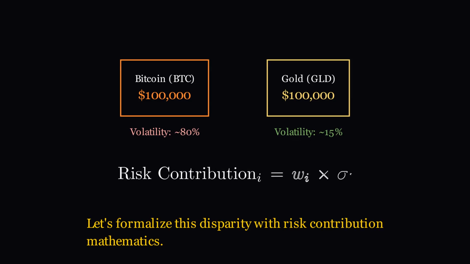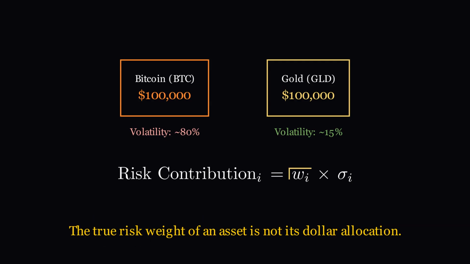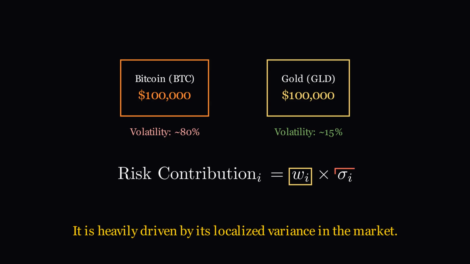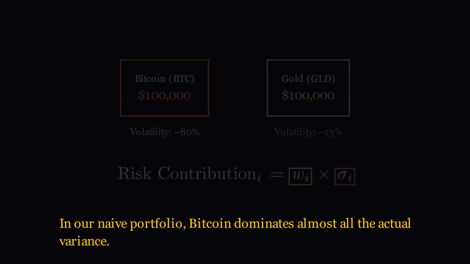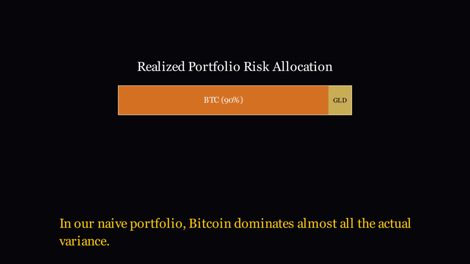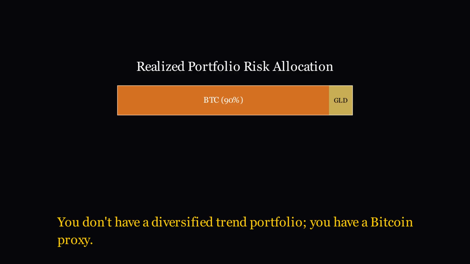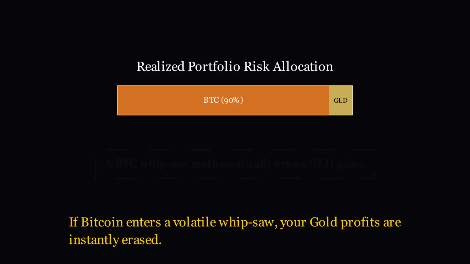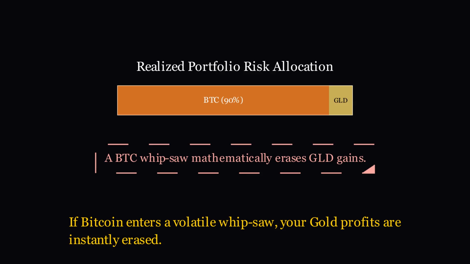Let's formalize this disparity with risk contribution mathematics. The true risk weight of an asset is not its dollar allocation. It is heavily driven by its localized variance in the market. In our naive portfolio, Bitcoin dominates almost all the actual variance. You don't have a diversified trend portfolio, you have a Bitcoin proxy. If Bitcoin enters a volatile whipsaw, your gold profits are instantly erased.